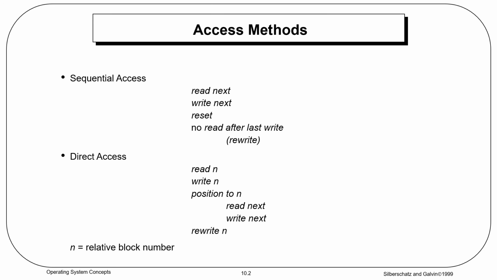Next we will see that a block number provided by the user to the operating system is normally a relative block number. A relative block number is an index relative to the beginning of the file. Thus the first relative block of the file is 0, the next is 1, and so on.